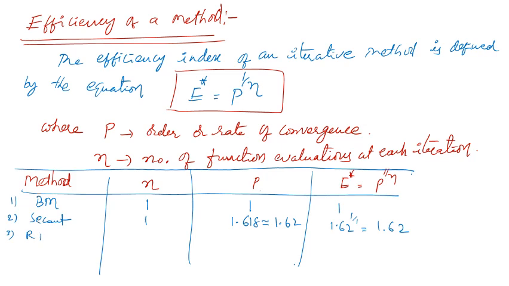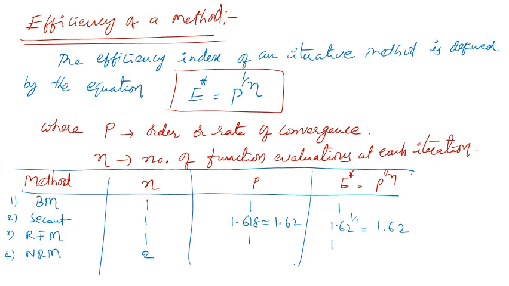And third one, regula falsi method. In regula falsi method also the number of function evaluations is 1. What is the rate of convergence? 1. So the efficiency index is also 1. And NRM, Newton-Raphson method, number of function evaluations 2.